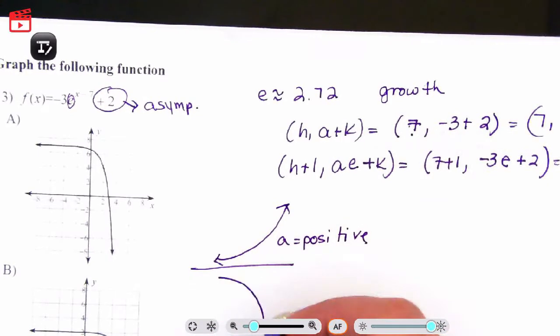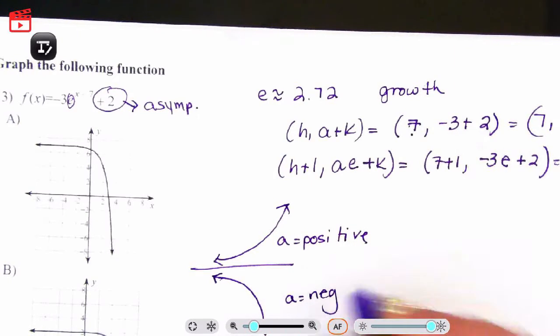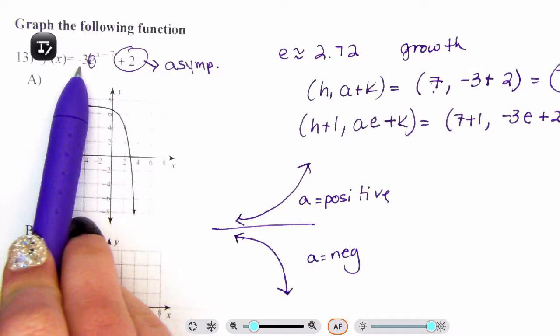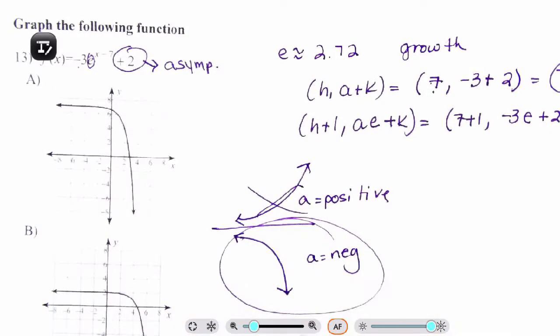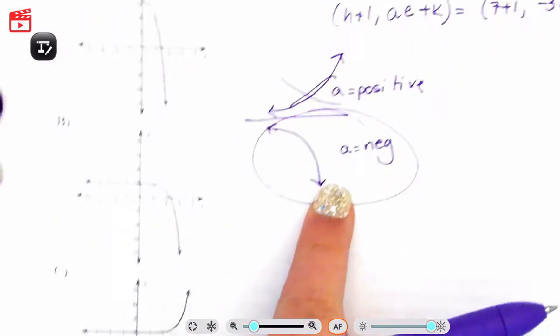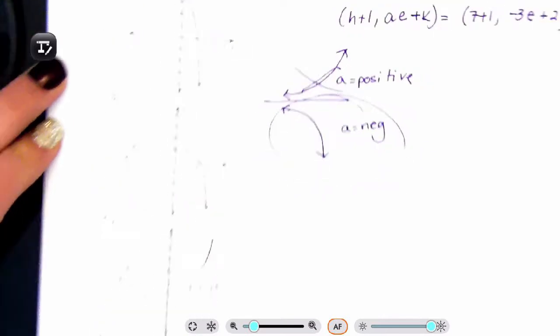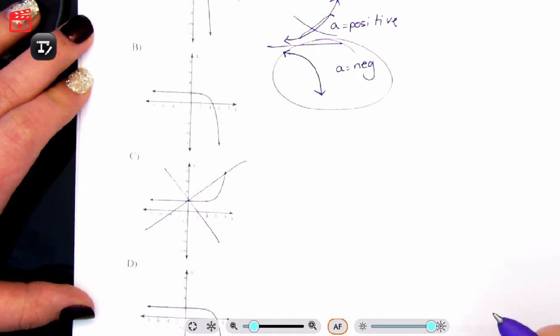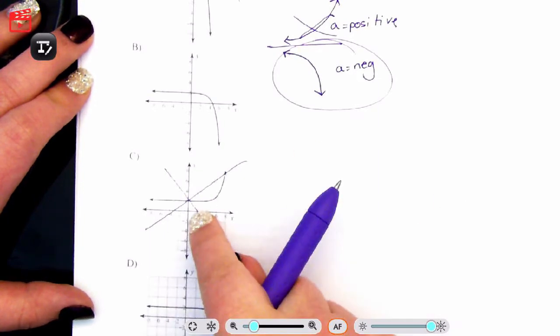If a is negative, then you have a reflection across the x-axis. And so in this case, a is negative. You see that a is negative. So that means we're going to have something that looks like this. So immediately looking at my selection, let me zoom out. Immediately looking at my selection, I know this one can't happen because it doesn't have that reflection.